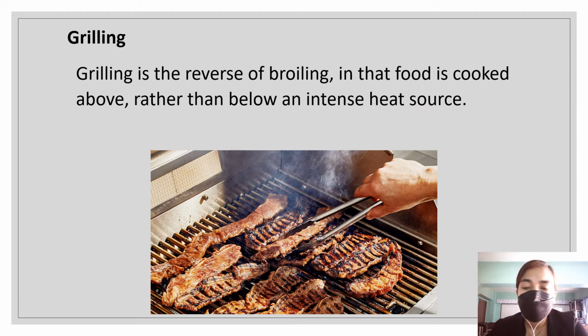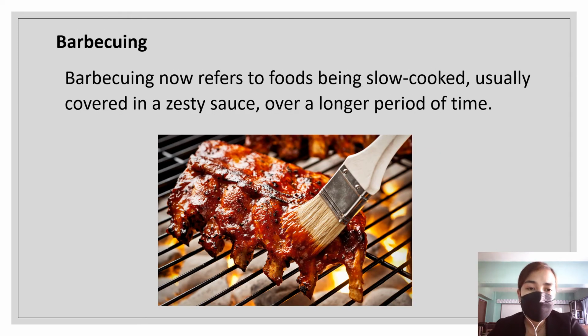So grilling. Grilling is the reverse of broiling. Broiling cooks food from above, while in grilling, the heat source is below. Okay? Grilled foods have a robust smoky taste, and the heat source could be charcoal, gas, wood, electric, or infrared heating. Okay, barbecuing. Barbecuing and grilling are no longer used to refer to the same heating method. Grilling over a pit used to be known as barbecuing, but now the latter term stands alone.